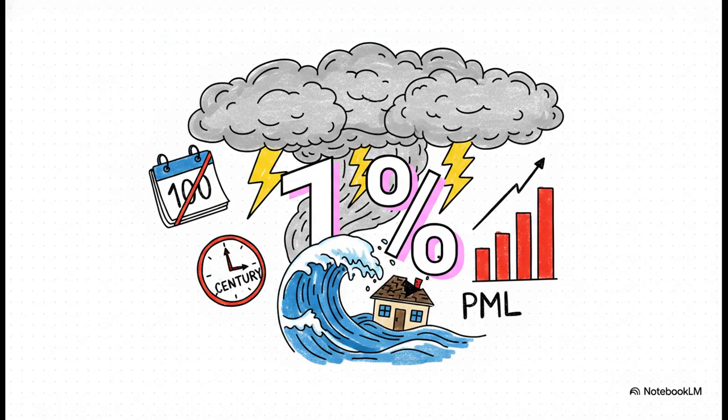Next up is the 1 in 100 event. This is a more severe scenario with a 1% probability. The damages modeled here are significantly more destructive. It's the storm of the century, but statistically speaking, you have a 1 in 100 chance of facing it right now.